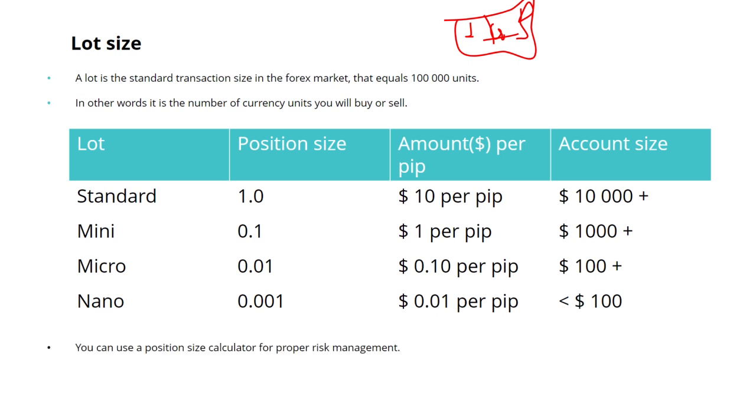So you can use a position size calculator, right, for proper risk management. It's out there. You can go online, type in risk management calculator or position size calculator. So you can just punch in the numbers and it will tell you how much you're going to be risking, and the lot size you're going to be using based on the pair that you're trading that day. So always risk 2% of your account, right, per trade. Don't ever go above that, right?